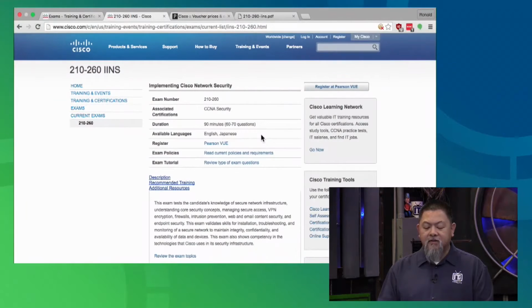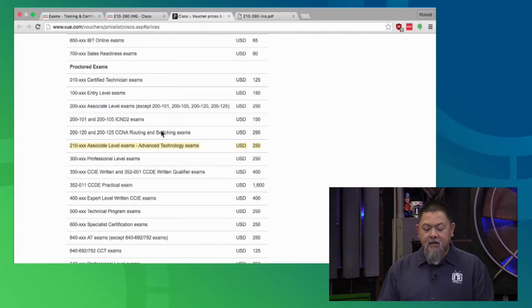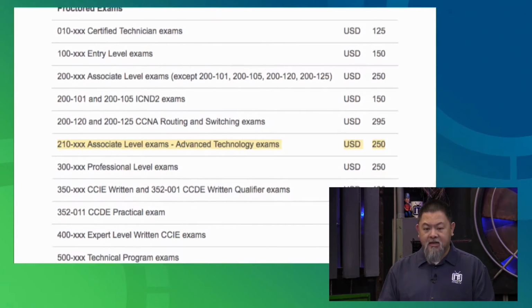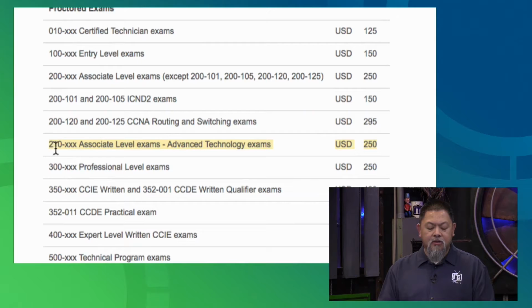The only last piece of information that I have, of course, has to deal with the idea of pricing. Now, this depends on where you are in the world. For us here in the US, it's the exam that begins with 210. It's an associate level exam in advanced technology here, and this one is about $250 US as of this particular recording as we begin this series here.